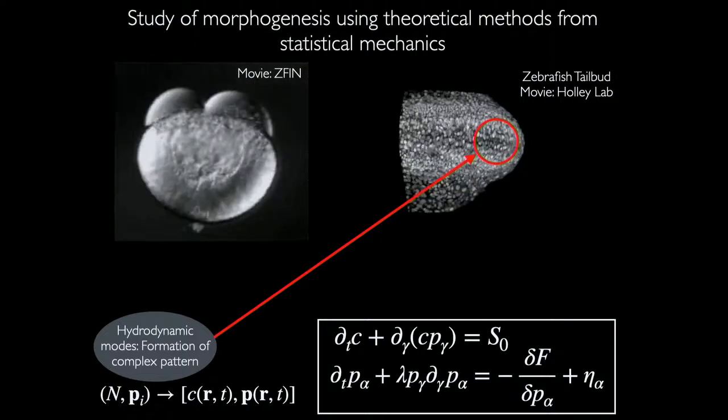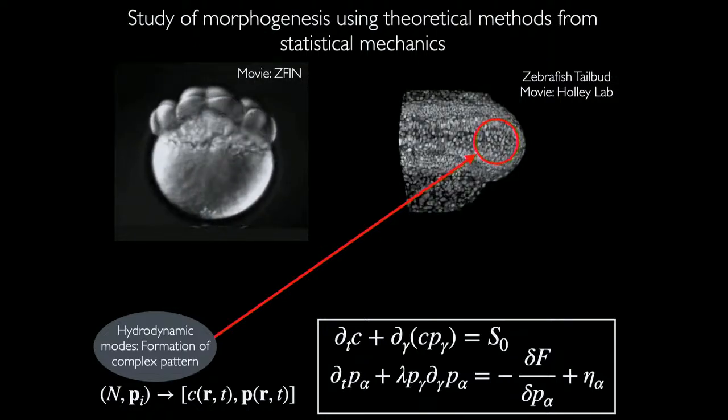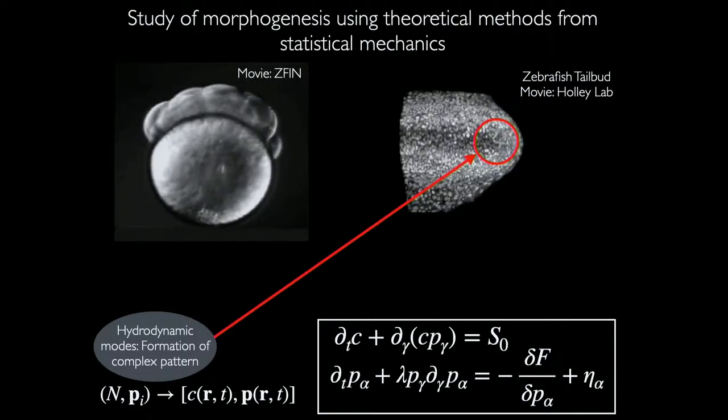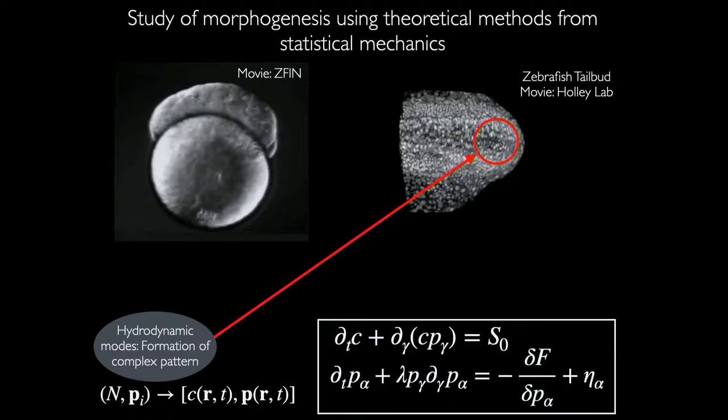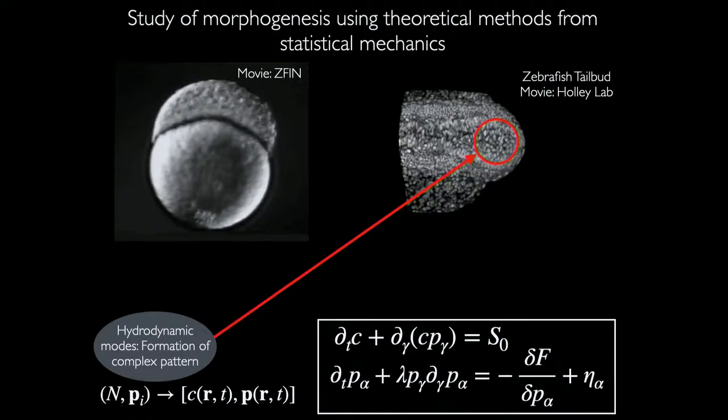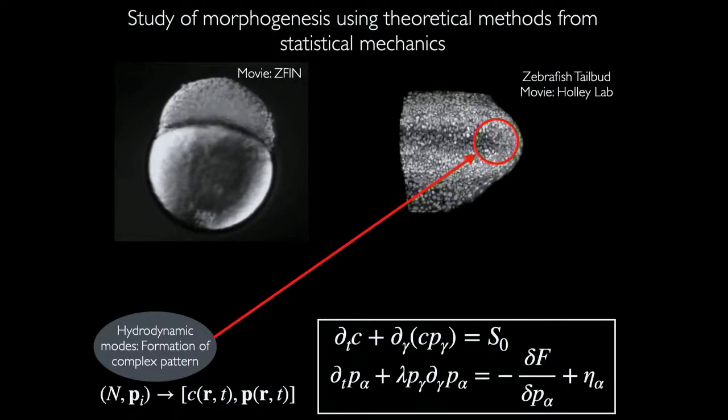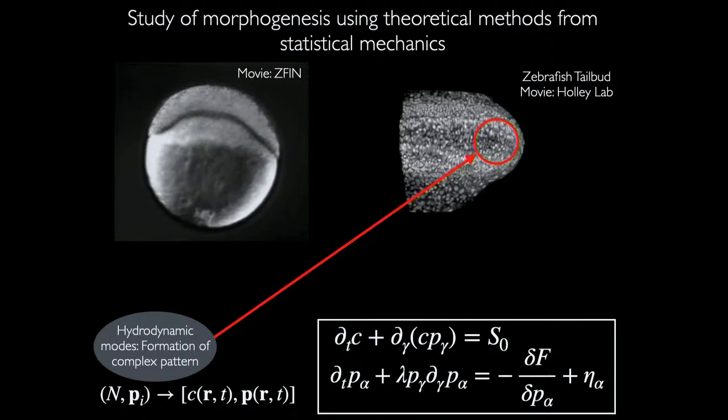So I have a density field which is C, and a coarse grained polarity field which is now continuously varying in space. The first equation is simply the conservation equation for the density, but it will not be conserved if there are cell divisions or cell death. That's why I have put a term S naught over there.